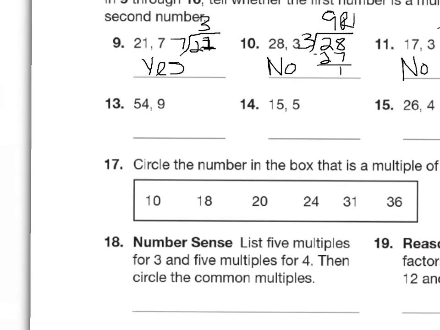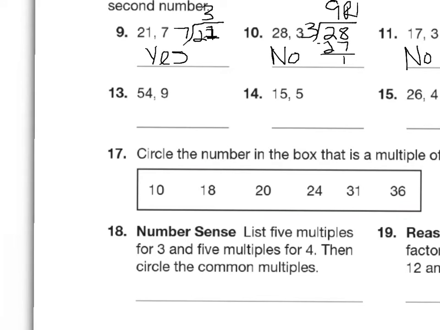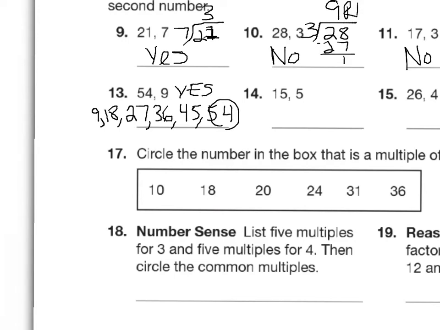Alright. This one I'm going to skip count. 9. 18. 27. 36. 45. 54. Uh-oh, we hit it. Which means that, yes, it is. Alright, 15, we're going to skip count. 5, 10, 15. And we hit it, so yes.